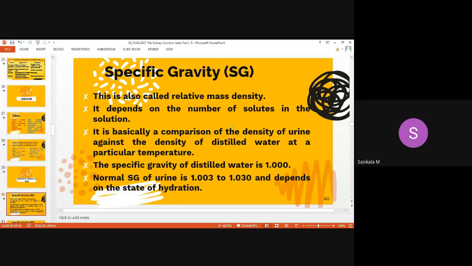It is basically a comparison of the density of urine against the density of distilled water. So the complete density of urine is compared with the density of distilled water at a particular temperature, mostly ambient temperature. So this is specific gravity. What is compared? Density of urine. So the specific gravity is related to relative mass density. Mass represents the number of solutes. It is based on the number of solutes in urine. Solution here represents urine.